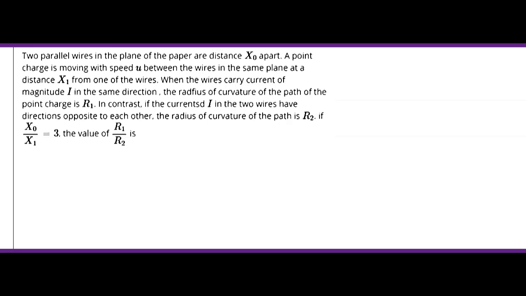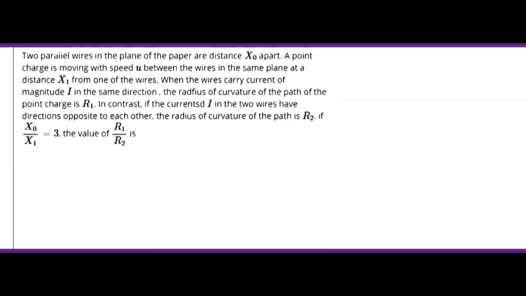Thank you. Hello everyone. Let us start with our question. In this question, what is given? It is given that two parallel wires in the plane of the paper are at a distance x naught apart. Now a point charge is moving with a speed u between the wires in the same plane at a distance x1 from one of the wires.